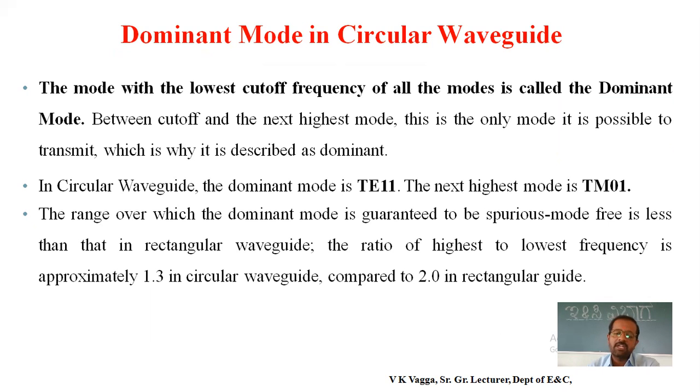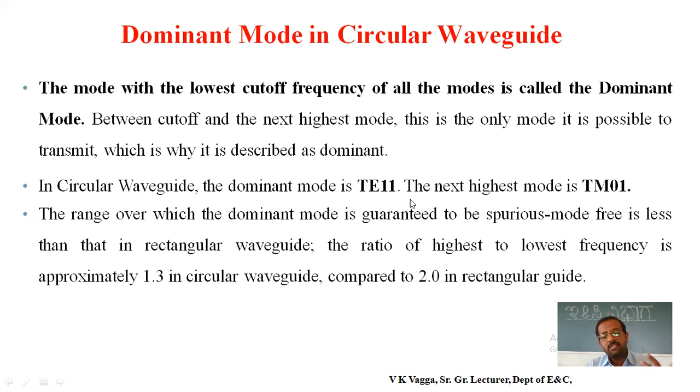In the circular waveguide also, it is the same thing. The mode with the lowest cutoff frequency of all the modes is called the dominant mode. Between the cutoff and the next highest mode, it is the only mode possible to transmit, so for that purpose it is called the dominant mode. In the circular waveguide the dominant mode is TE11, and the next highest mode is TM01.